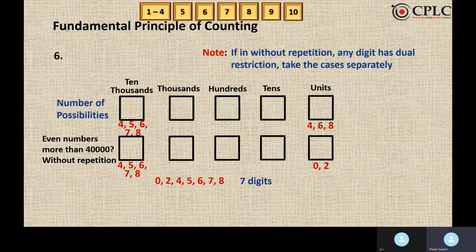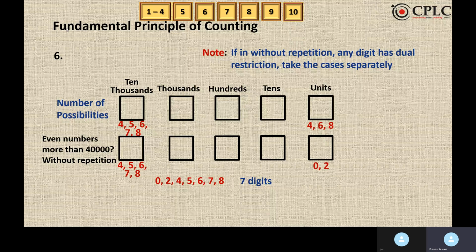So 4, 6, and 8. These are the 3 digits which are coming at both the places. Hence, we can say that they are repeated twice. Basically, it's a dual restriction question. So let's take their case separately and 0 and 2's case separately.